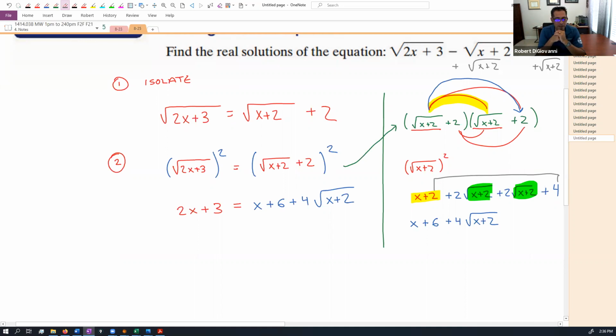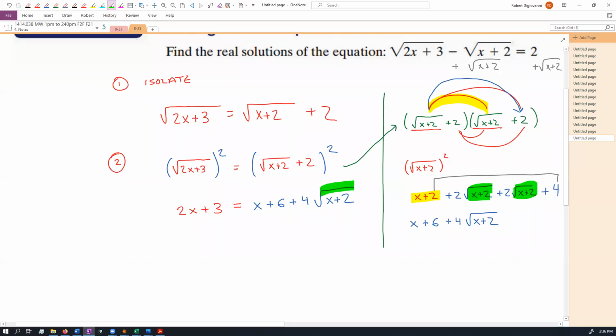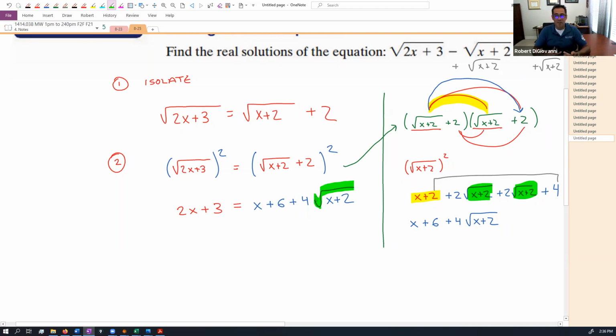But do we have to re-isolate the radical? Yeah, this is another radical equation. Right? That's an equation. It has a radical in it. And so we actually have to go through the entire process again.